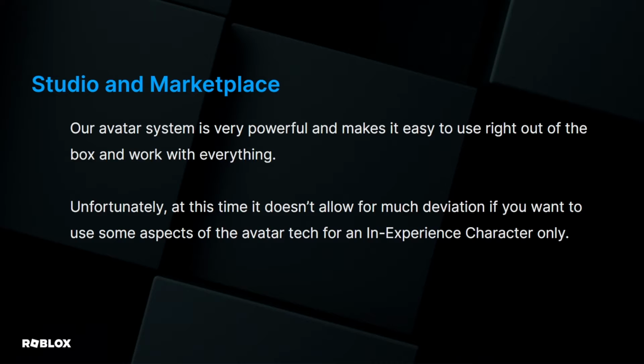For example, a dev wants to make a single mesh body with a higher fidelity rig, but they also want to use the caging tech for clothes and the default animations. Right now, this wouldn't be supported.